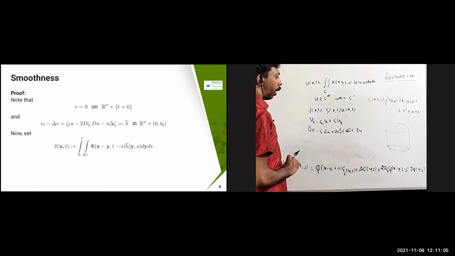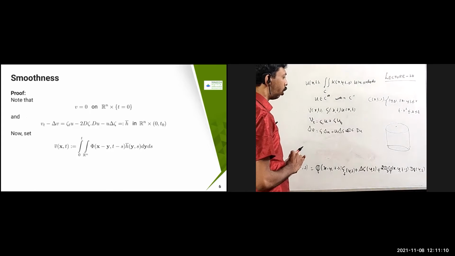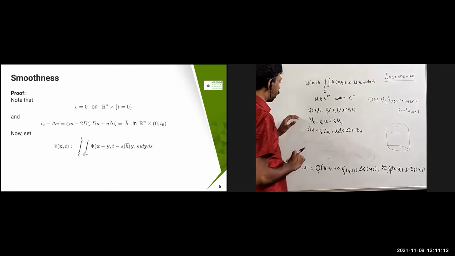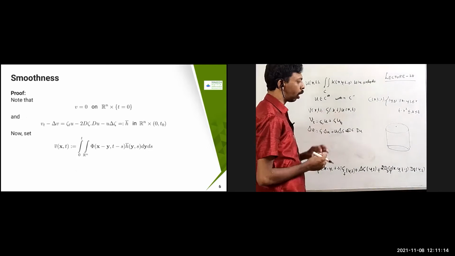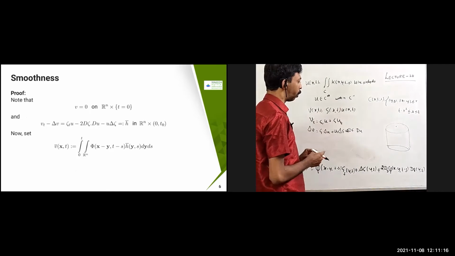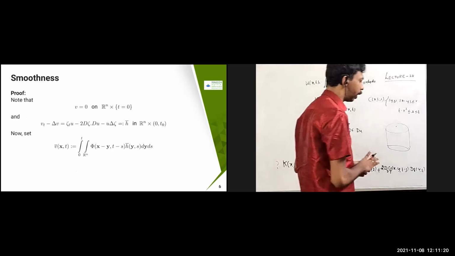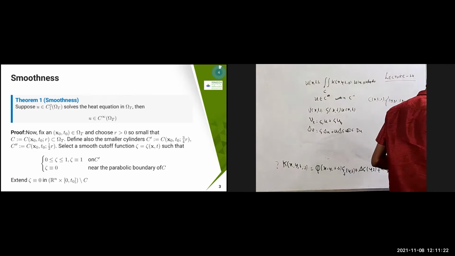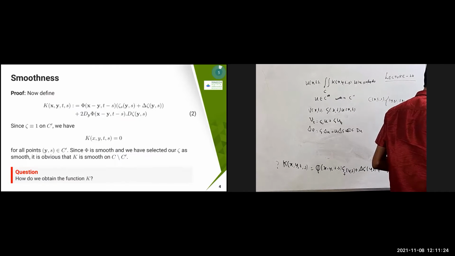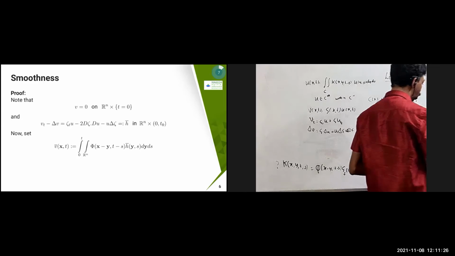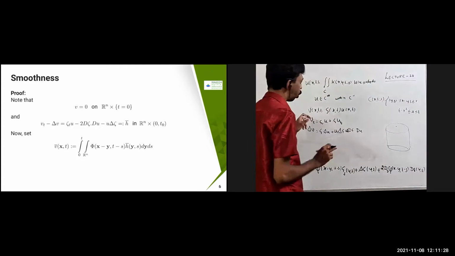Now you can note this one. v equal to 0 on R^n cross t infinity, because you are going to have psi equal to 0 outside that. Therefore, it is going to be 0, because u belongs to c square omega t, and that solves the heat equation in omega t. So that means it is going to be 0, since u is 0.